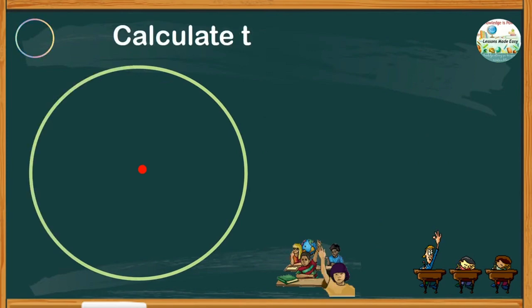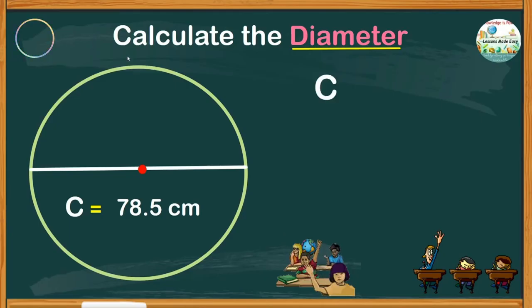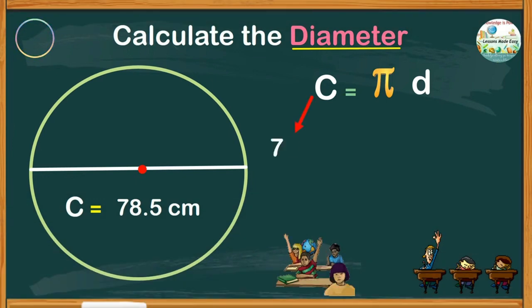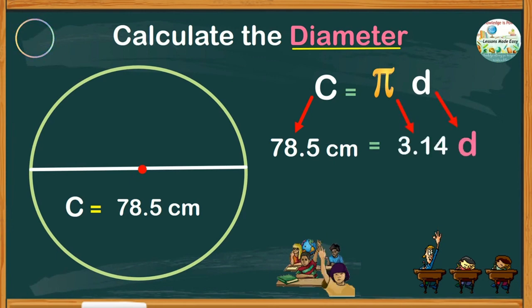But how about if the circumference is already given? How do you calculate the diameter? C equals pi d. All we have to do is substitute the values. The circumference is 78.5 centimeters, equals pi, which is 3.14, and keep d as it is. So, to find the diameter, we may transpose or move pi to the other side of the equation if you prefer to do so. But I guess it is much easier to understand if we keep the equation as it is and do the simple steps.